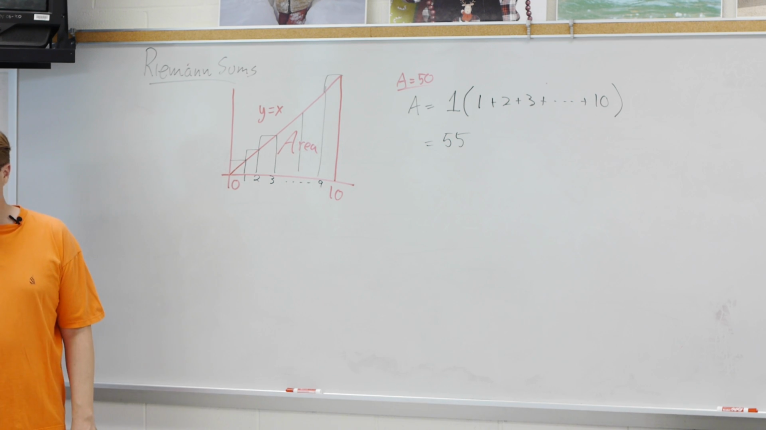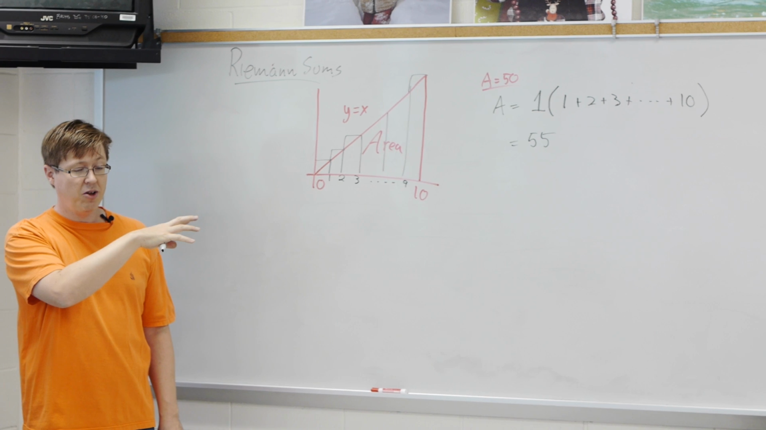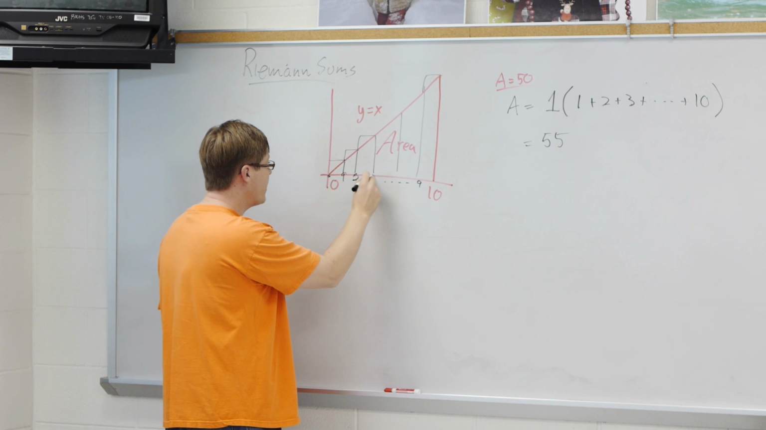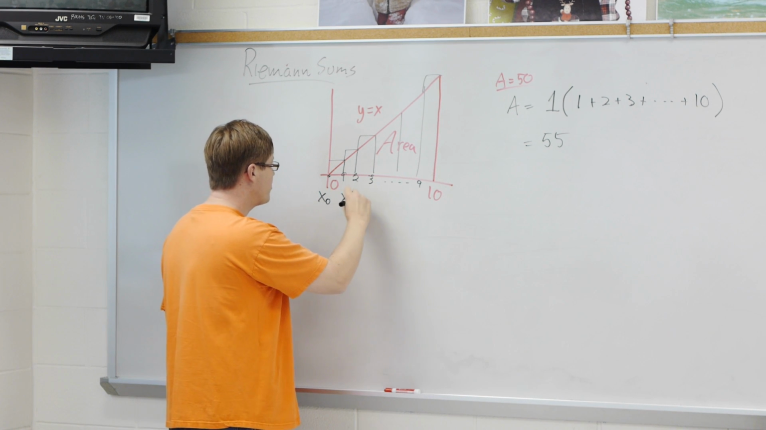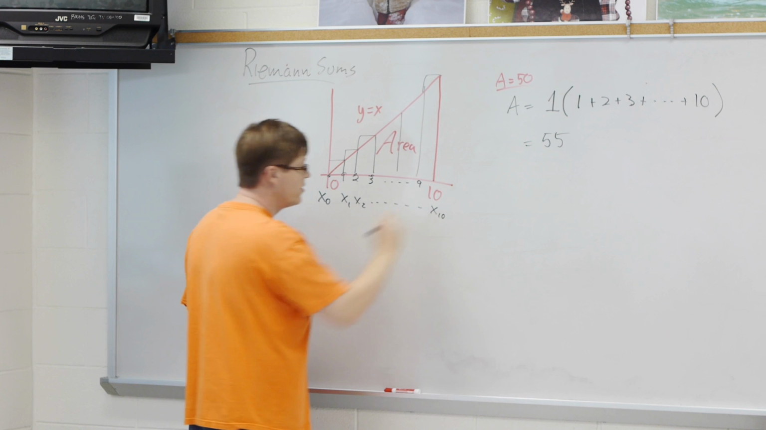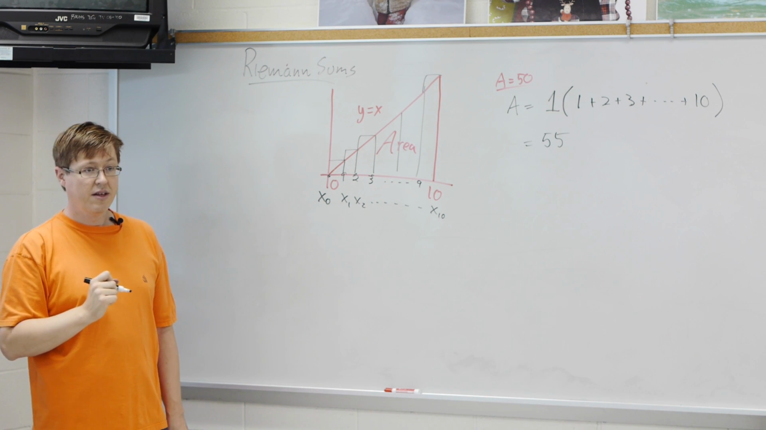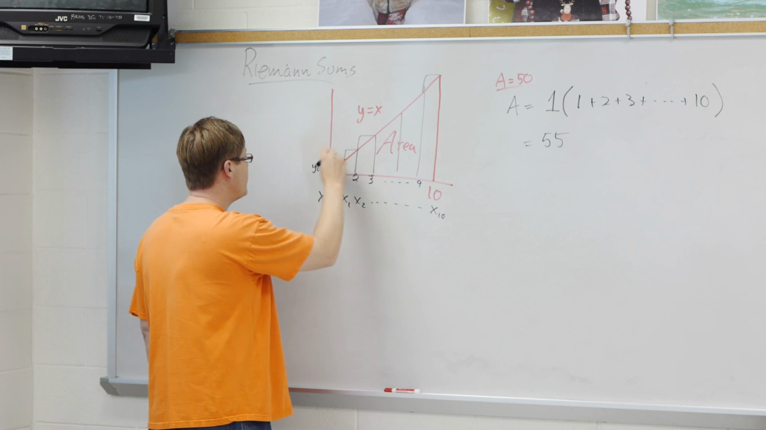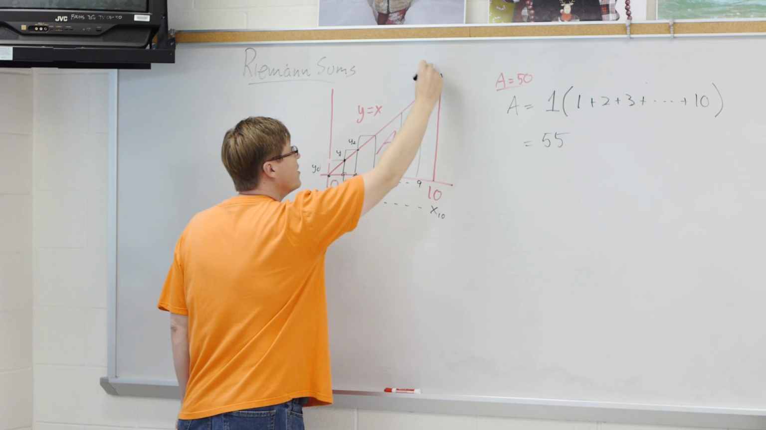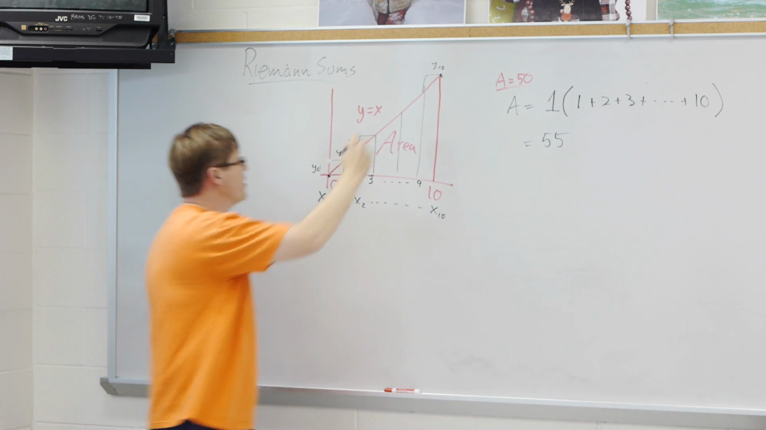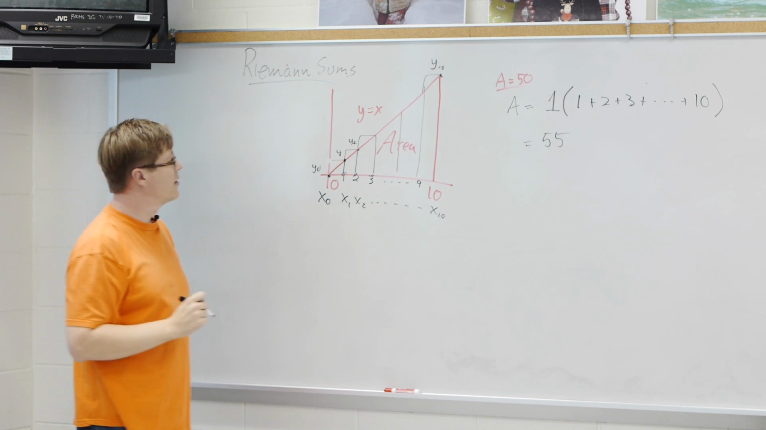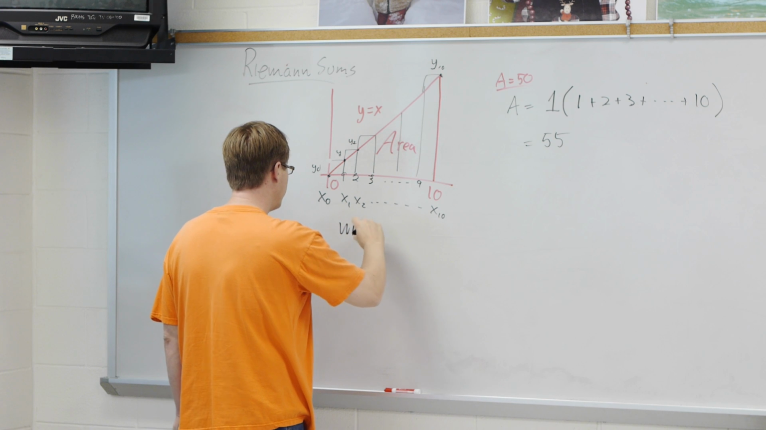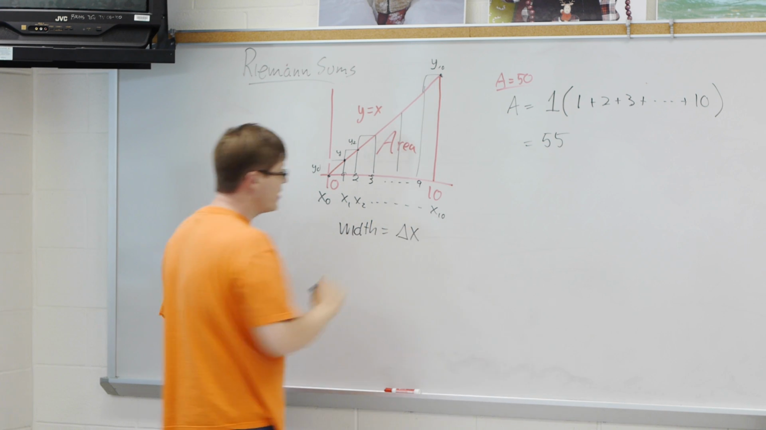Now, in order to generalize this, I'm going to write this same thing up with a little bit more abstract notation. First off, I'm going to name all these points on the x-axis, x0, x1, x2, all the way up to x10. And similarly, I'm going to name all these y-coordinates, y0, y1, y2, all the way up to y10. And I'm going to call the width, which is the same for every one of our rectangles, delta x.